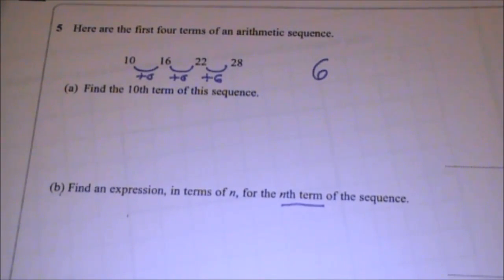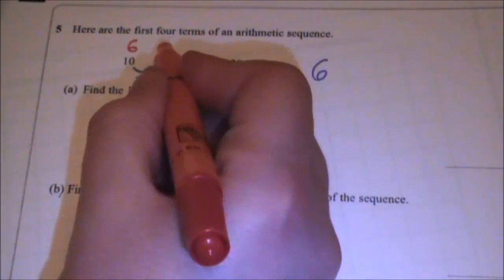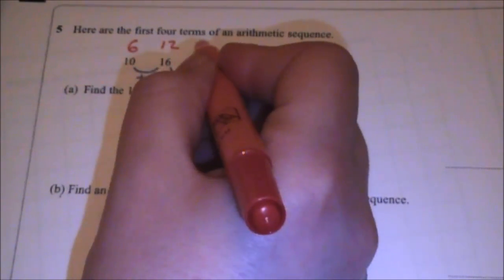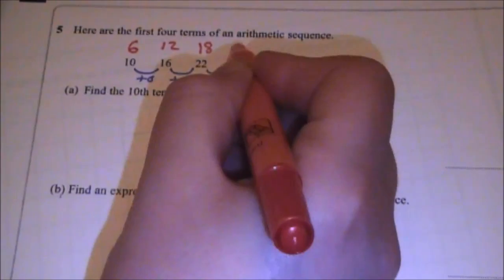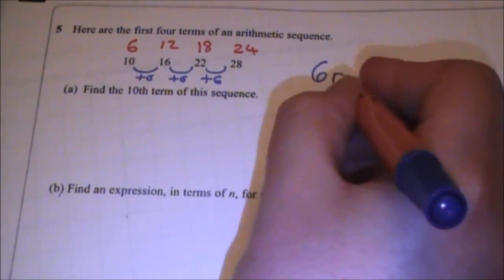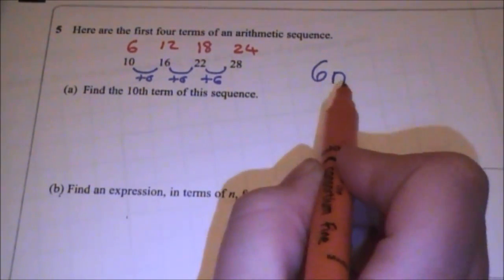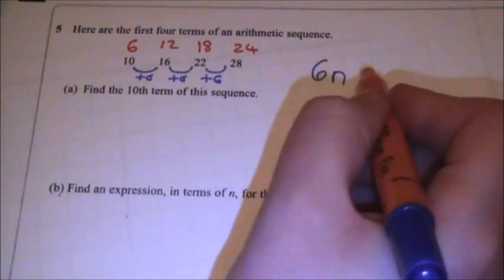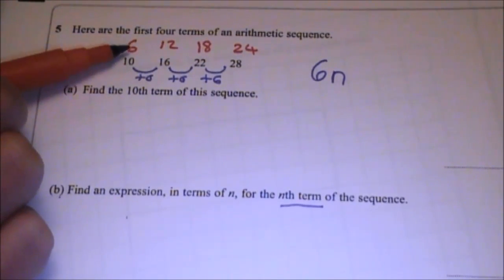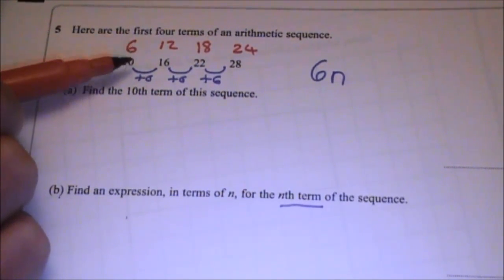Now, the other sequence that we know that goes up in 6s is the 6 times table. So if I considered the 6 times table in place of the sequence I've already got, I'd have 6, 12, 18, 24. And the 6 times table is represented by 6n because it's 6 times by any number. So in order to find out what is plus or minus on that 6n, I look at the 6 times table. What do I do to get from the 6 times table to my sequence?